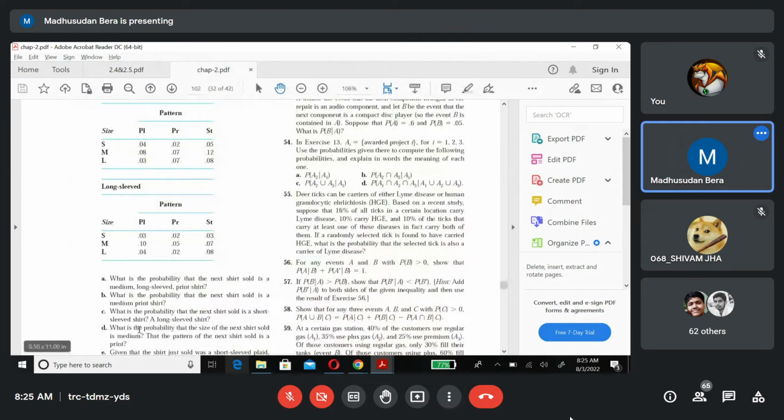Then, the pattern of the next shirt sold is print. So pattern is print, and size and sleeve are not mentioned. So printed is 0.02 plus 0.07 plus 0.07 plus 0.02 plus 0.05 plus 0.02. That is the probability that the next shirt sold is print. Section D is okay. Part D.